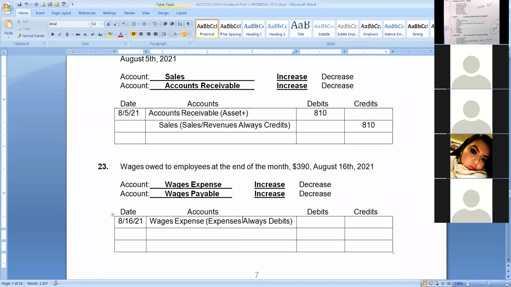There should be wages, expenses are always debits, but I don't have enough. And wages payable, so liability increasing by 390.